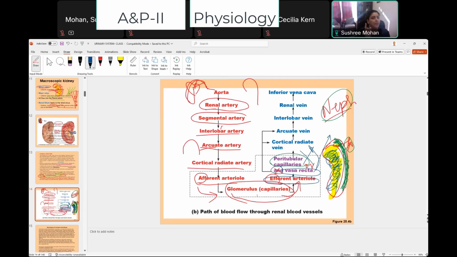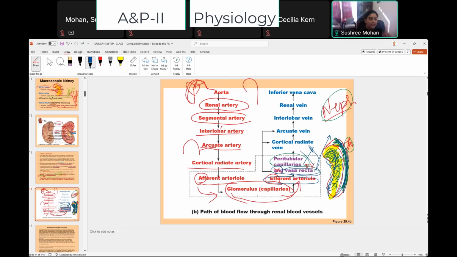Either through the peritubular capillaries or through the vasa recta. When will it go through the peritubular capillaries? It will go through the peritubular capillaries if the nephron is present in the shirt, that means the cortex. But if the nephron is in the pant region, that means the medulla, then the blood will go through the vasa recta. So be very clear about it.